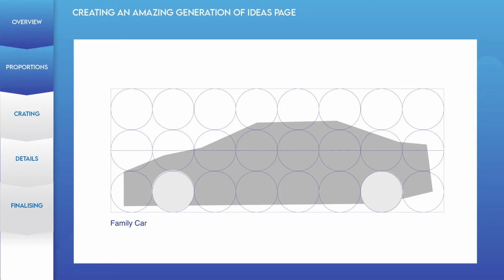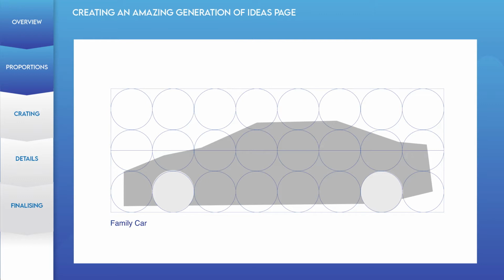So I'm going to start with family car. As you can see in front of you, we've got a bunch of circles, so 3 circles high and 8 circles wide. Those circles represent the wheels. So the wheels are the stage for the proportions of the car. So basically everything is measured off the wheels.